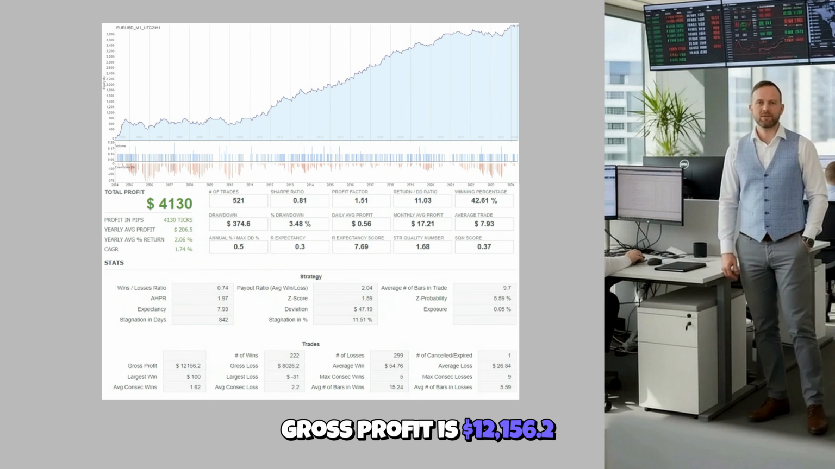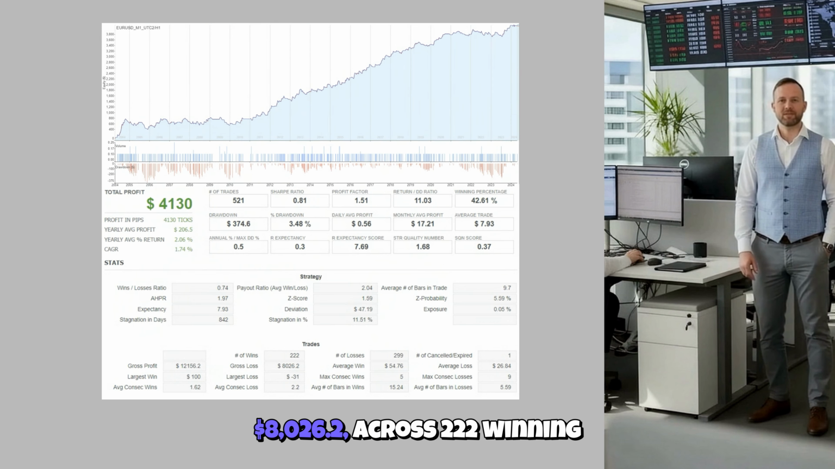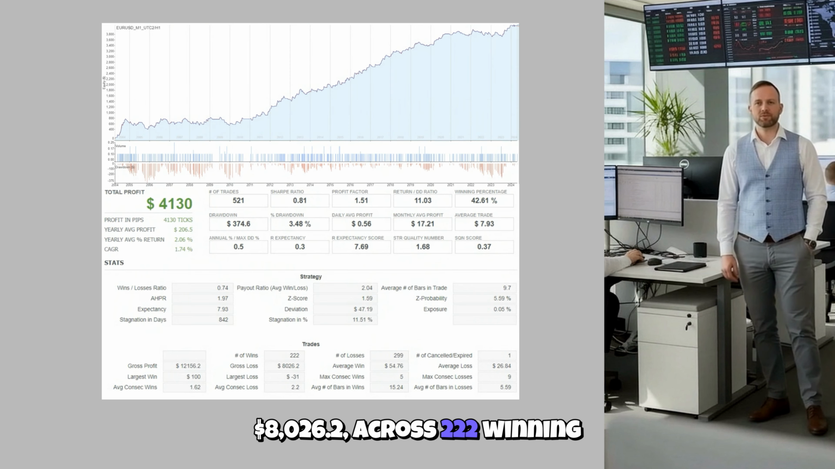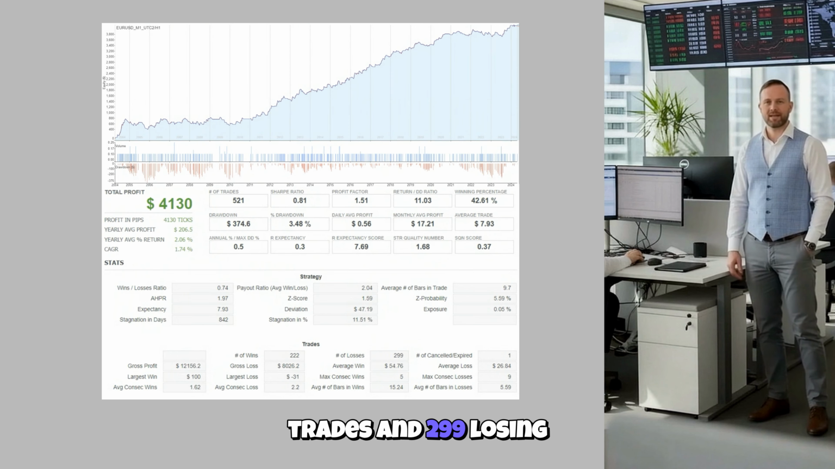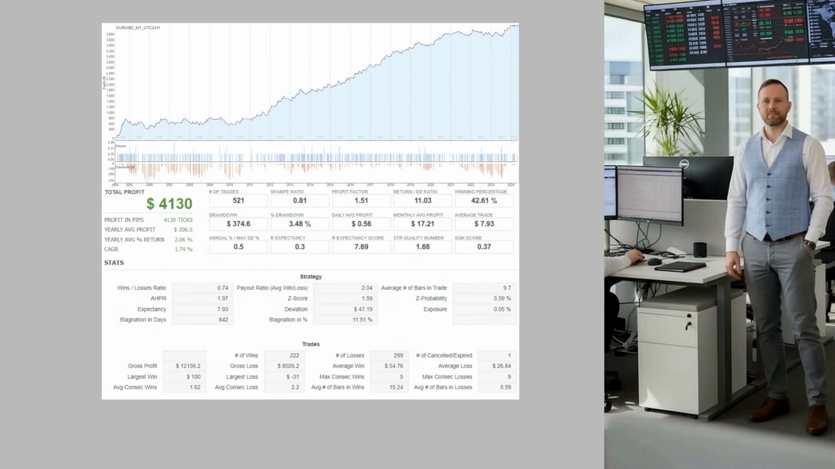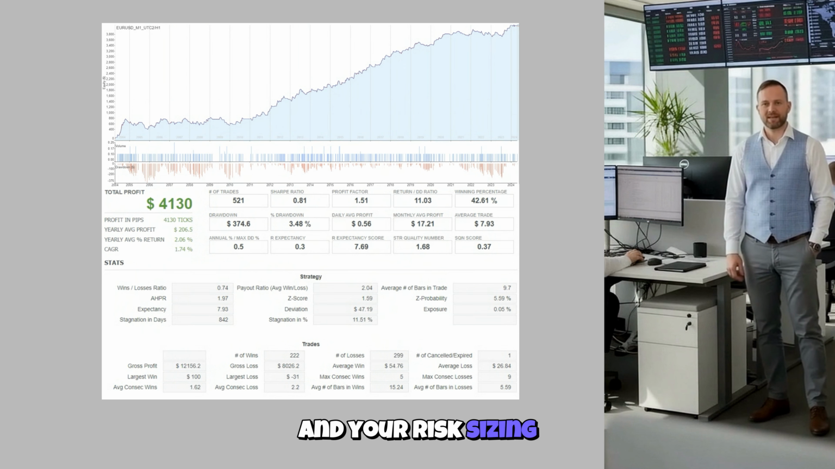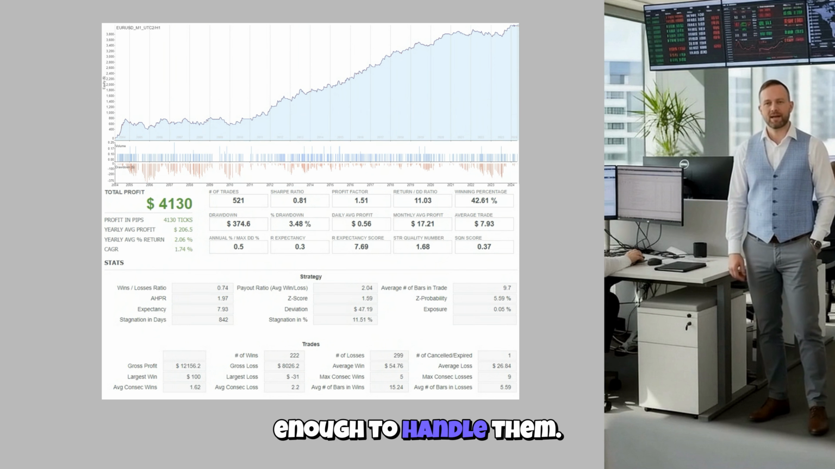Gross profit is $12,156.2 and gross loss is $8,026.2 across 222 winning trades and 299 losing trades. Now here's the practical part for expectations. The maximum consecutive losses is 9. So yes, you should expect losing streaks, and your risk sizing needs to be conservative enough to handle them.